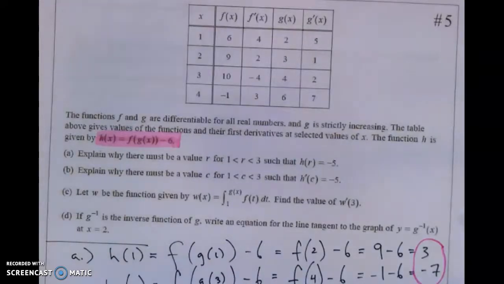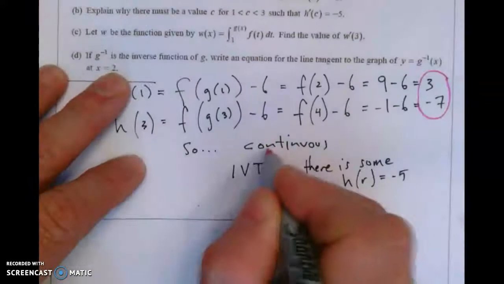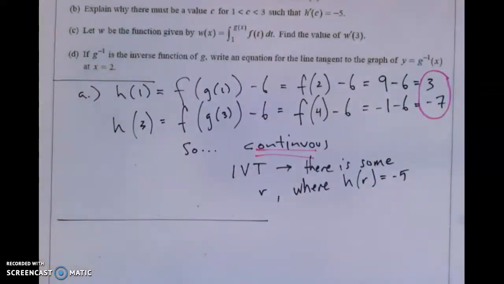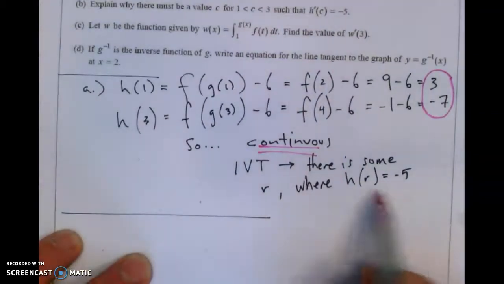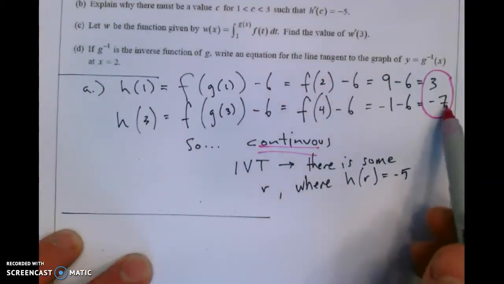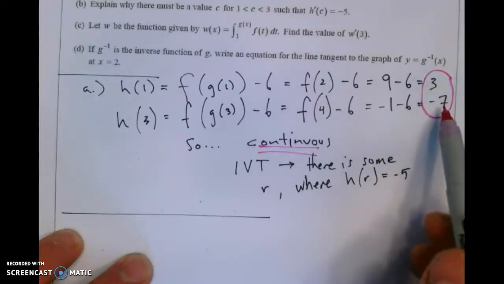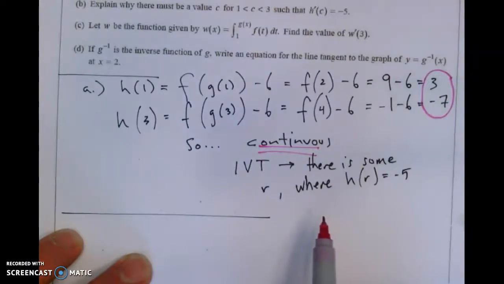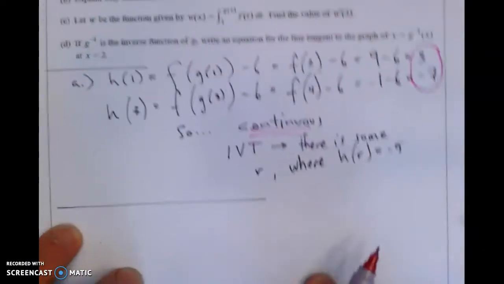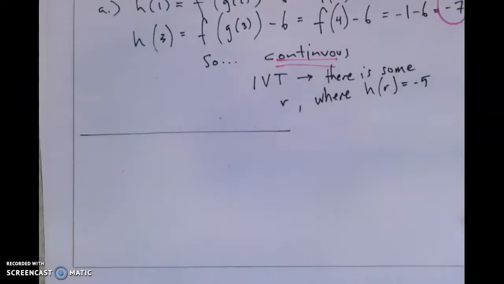Therefore, it must pass over negative 5, only because we know it's continuous. If we don't know it's continuous, we cannot use the intermediate value theorem. Once we know it's continuous, the intermediate value theorem means there must be some h of r where it equals negative 5. So I'm traveling from 1 to 3, going from my y value of 3 to my y value of negative 7. It has to cross the horizontal line y equals negative 5. Okay, part B.